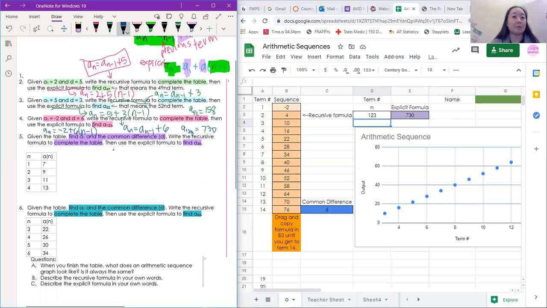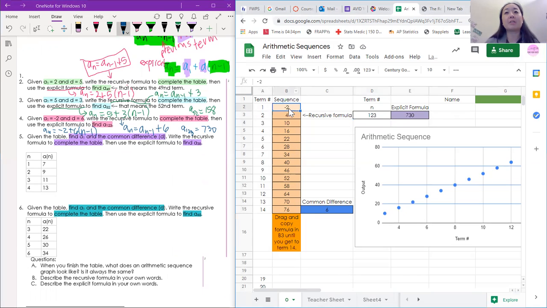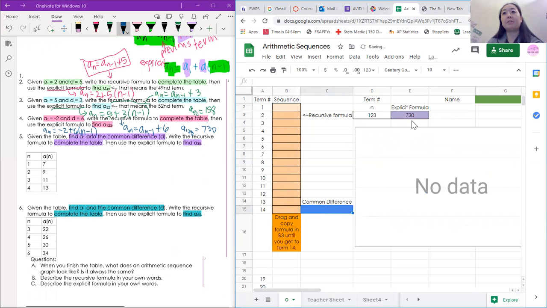So now we're going to change it up a little bit. What if we're given the table? Now we want to find the first term and the common difference, okay? Because we're not given that anymore. We're given a table. So what I'm going to do is erase this first. Keep me focused. Erase my common difference. Well, I'll leave those alone because it's going to be about the same.